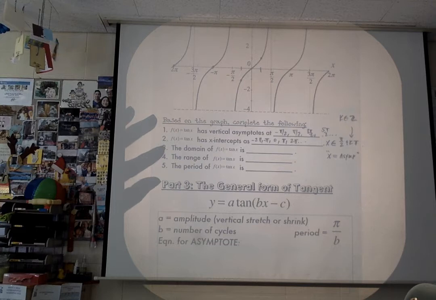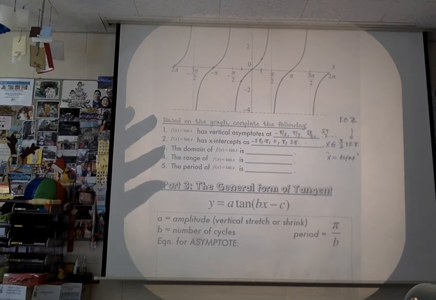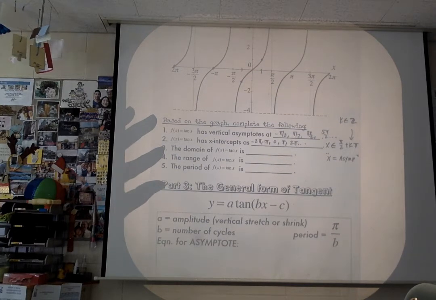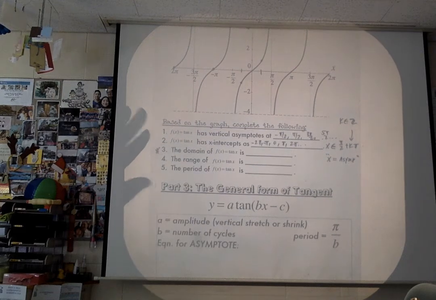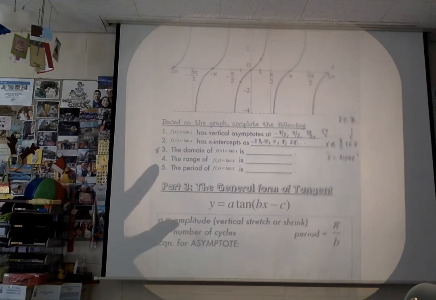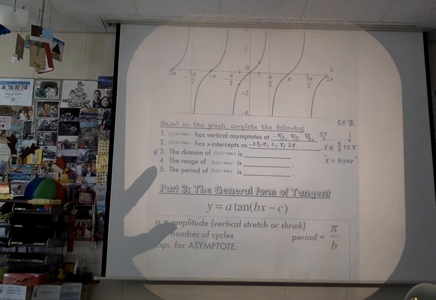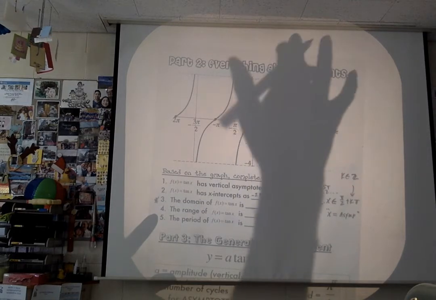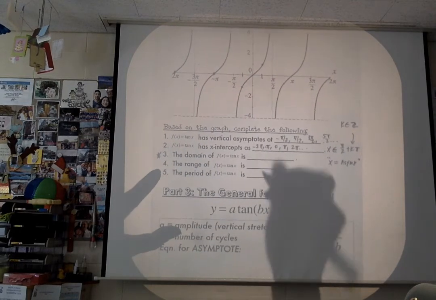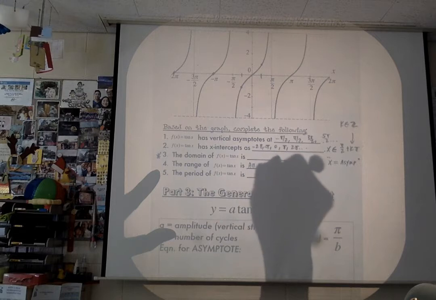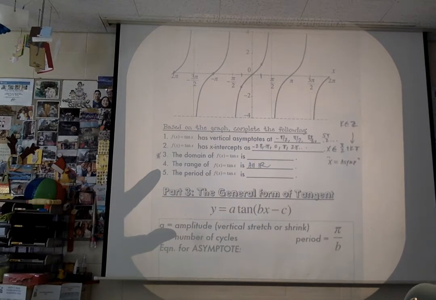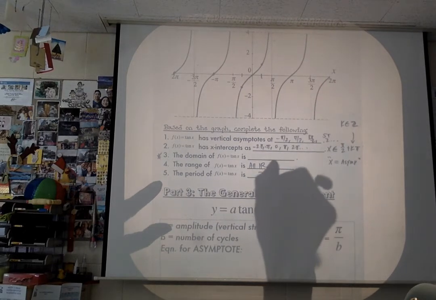The domain of f of x equals tangent of x is what? You guys, what are the possible zeros? We're going to come back to this guy right here. I mean, domain. We're going to come back to that guy. The range of f of x equals tangent of x is what? What's the range, you guys? Think about it. It goes on indefinitely forever, right? So it's going to be all real numbers here. Okay? All real numbers. And now about the period, we talked about this, is pi.